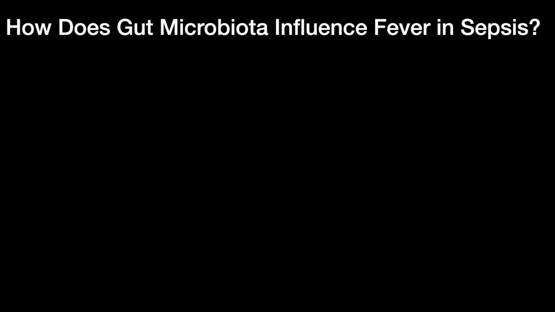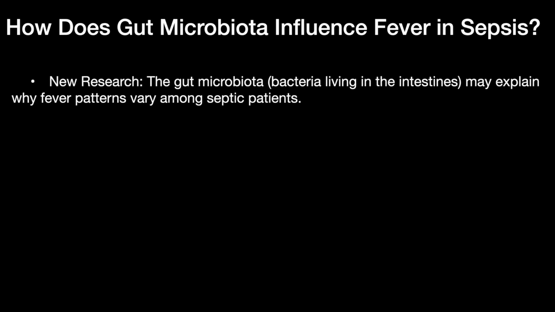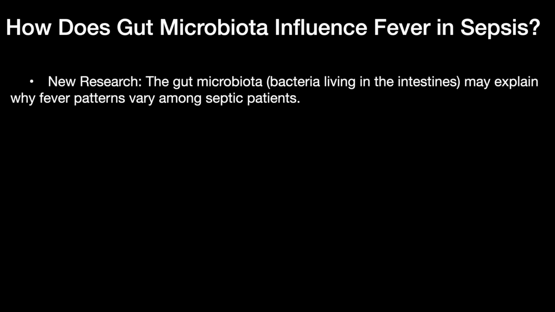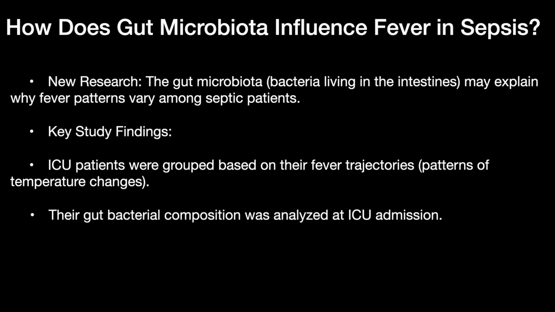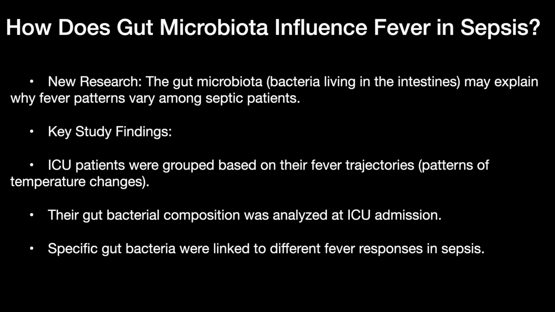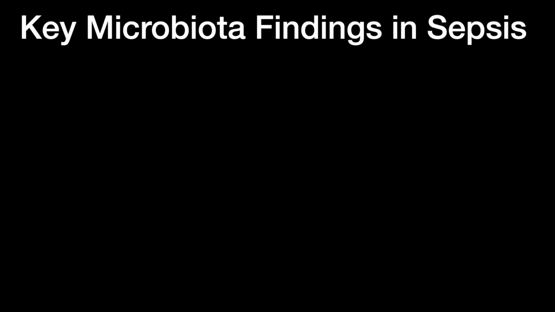Now there is an important role of the gut microbiota in the fever. The gut microbiota may explain why fever patterns vary among septic patients. In general, what we know is a septic patient must be having a high temperature, but that's not really the usual fact. So ICU patients were grouped based on fever trajectory, that is the temperature patterns, and it was found that the gut bacterial composition at ICU admission was different. Specific bacteria were linked to different fever responses in sepsis. The mouse experiments have confirmed these findings.